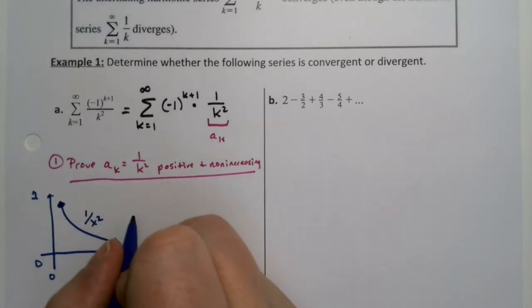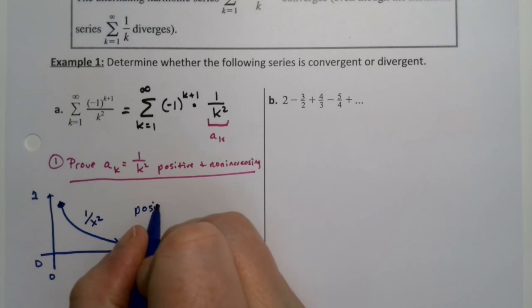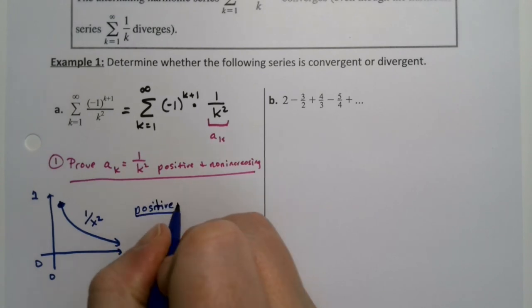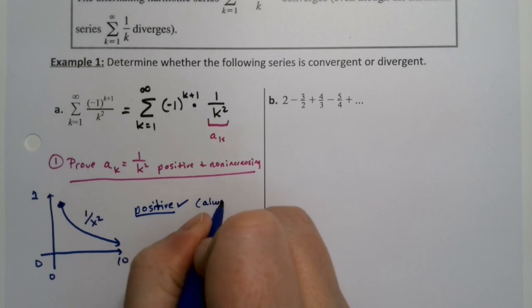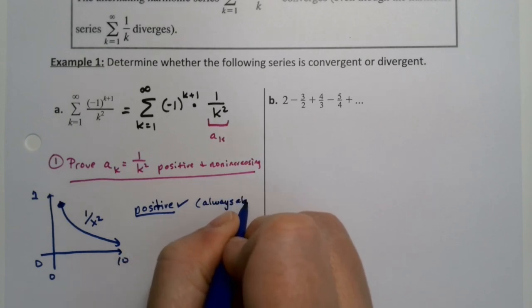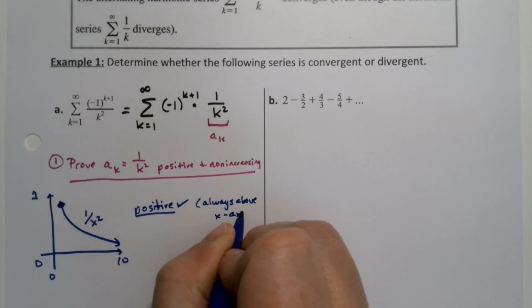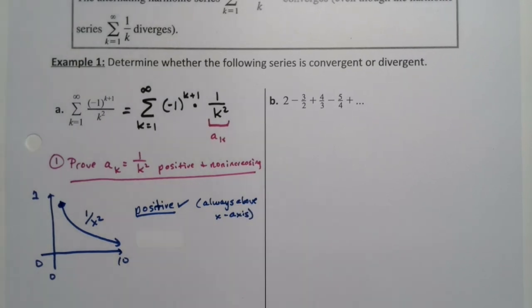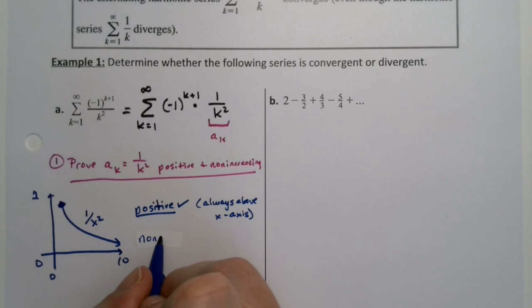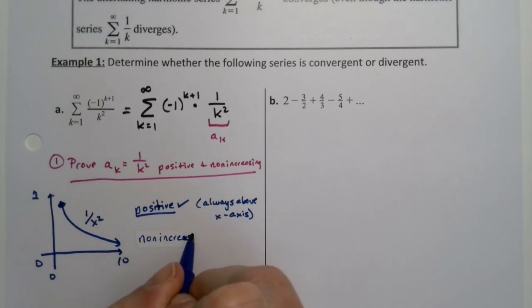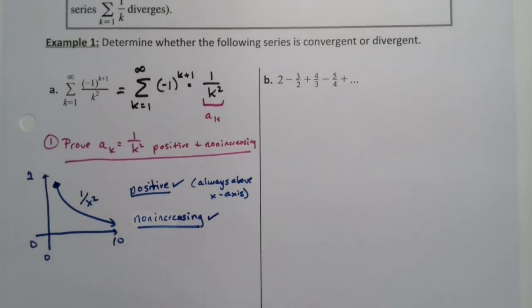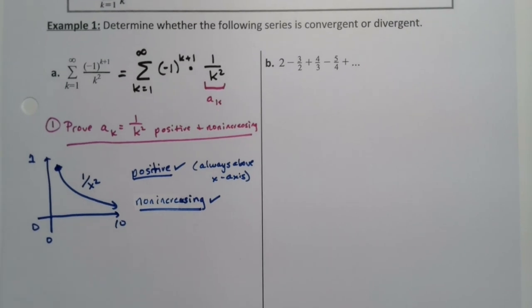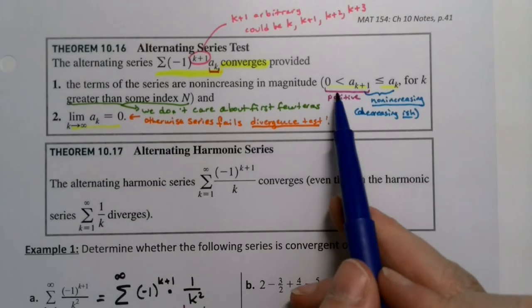So that function is positive, check. It's always above the x-axis. And it is decreasing. Well, I guess I could just say it's non-increasing. Let's put it that way. It's actually a special kind of non-increasing, which is decreasing, which is more common for us to see, but there you have it. All right, those 2 bits are done. So I've proven that my terms are positive and non-increasing. Wonderful.